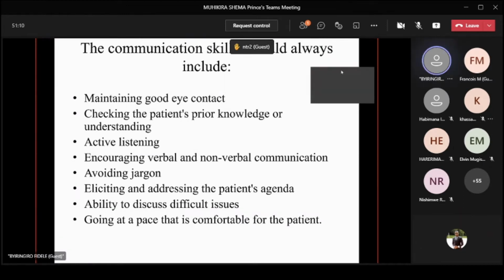Okay, and you have to avoid jargons. Jargons means unclear language or slangs. You have to avoid them when you are talking to a patient. And you have to elicit and address the patient's agenda. Always recognize the patient's timing and discuss difficult issues with the patient. And you have always to keep the same pace that is comfortable for your patient.